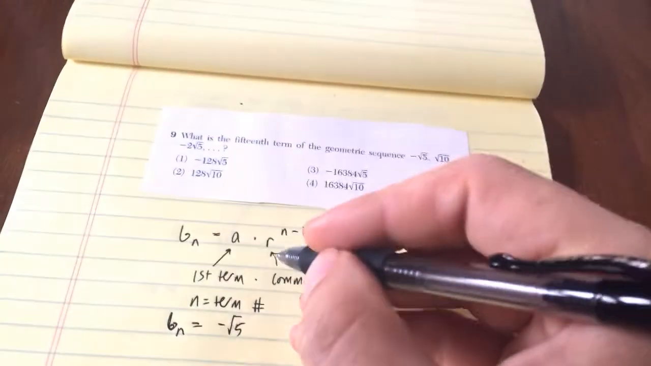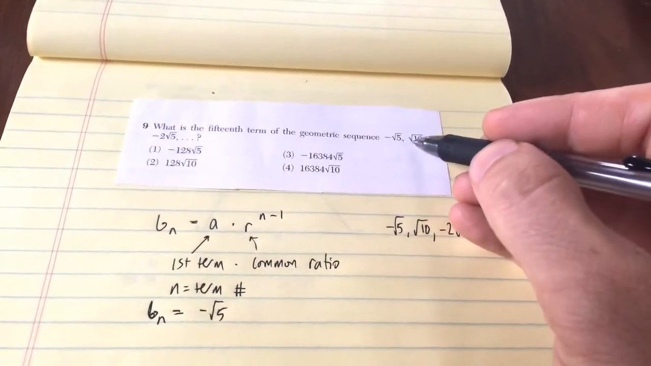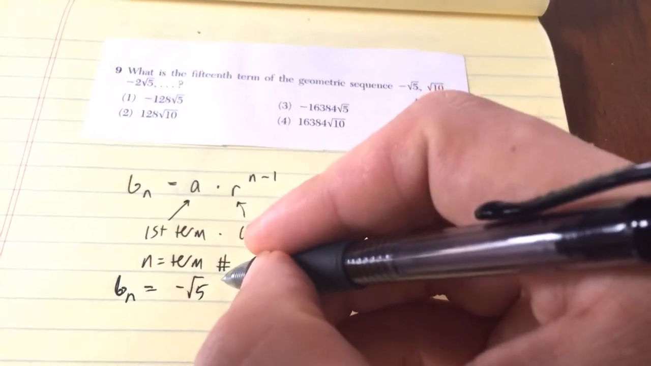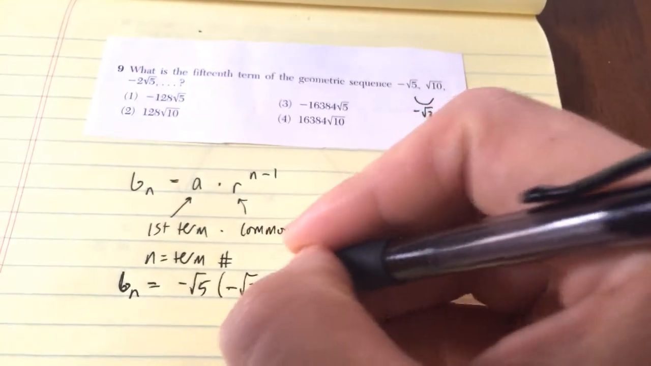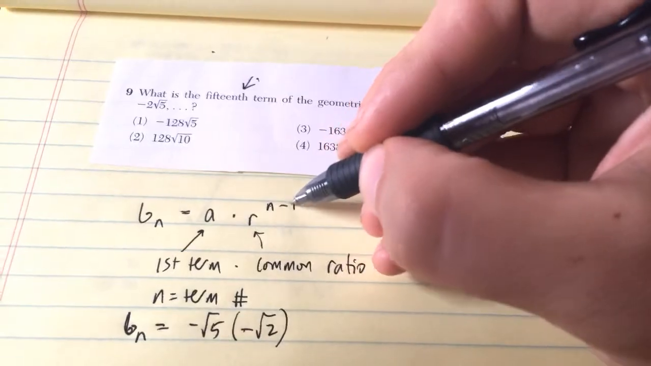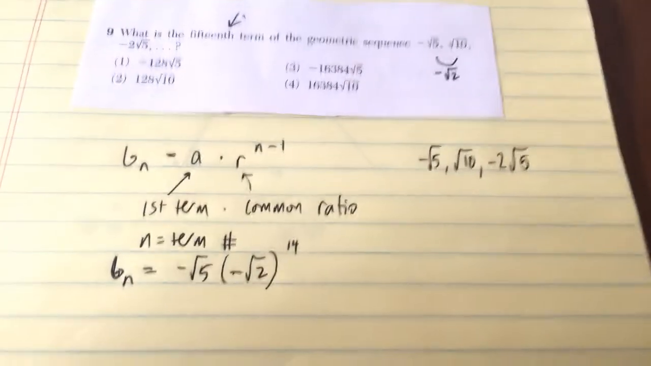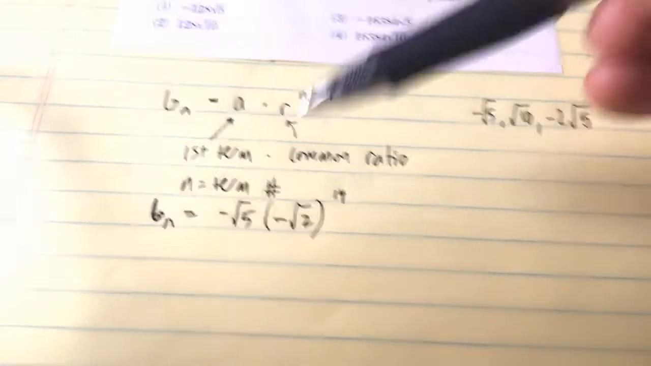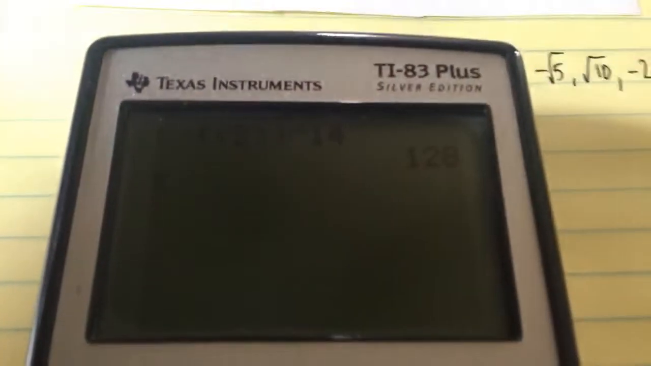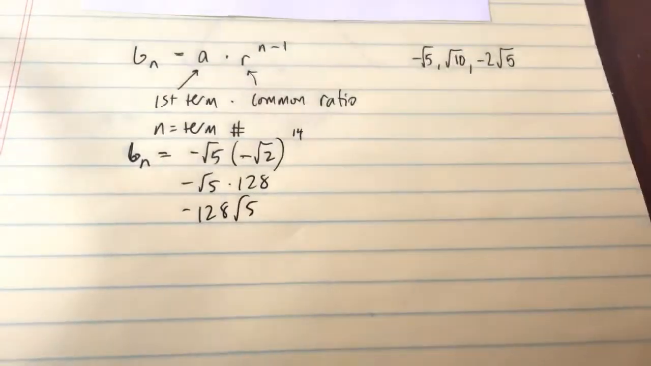The first term is negative square root of 5. The common ratio, if you notice, you're multiplying by negative square root of 2. So my ratio is negative square root of 2. And now because we're looking for the 15th, we're doing 15 minus 1, and we get 14. In my calculator, I did negative square root of 2 to the 14th power, and I got 128. So negative square root of 5 times 128 simplifies to negative 128 square root of 5.